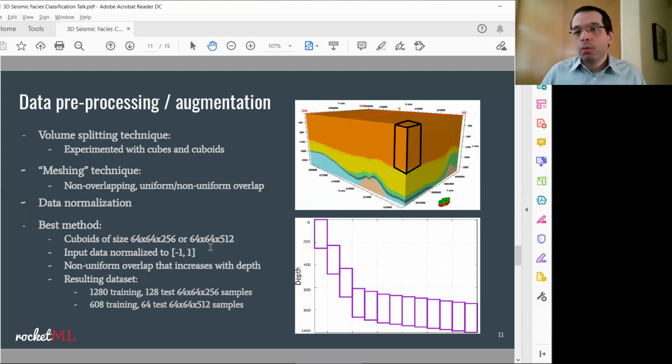Not only overlapping, but with a level of overlap that increased with depth. So as you go down in Z, they overlap more and more, as shown in this diagram here. That's a schematic of how we did the overlap in Z. So with this, we ended up with two data sets. We ran two experiments. The one with 64, 64, 256 samples had about 1,300 training examples and 128 test examples. The other one had about 600 training, 64 test.